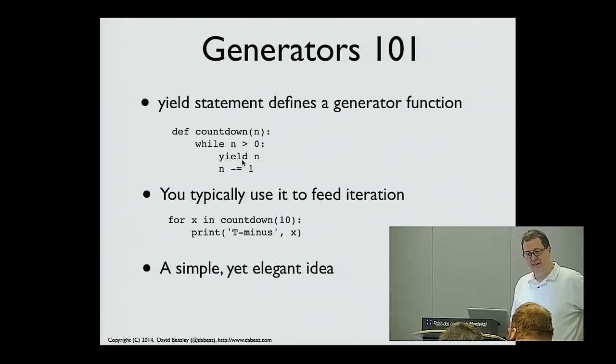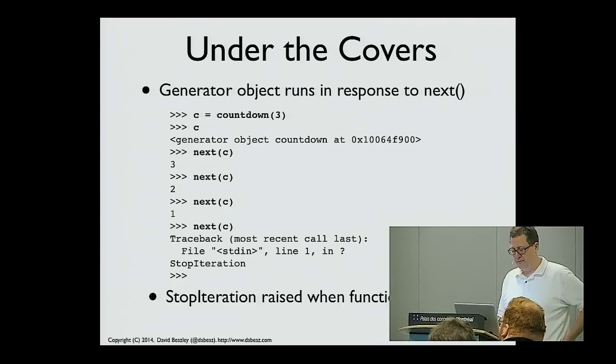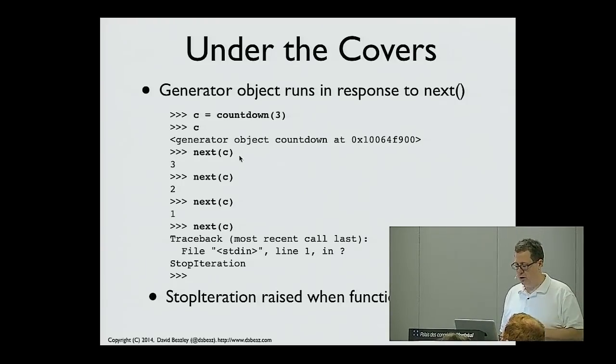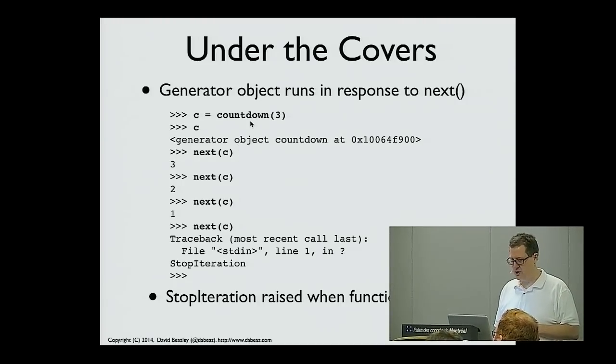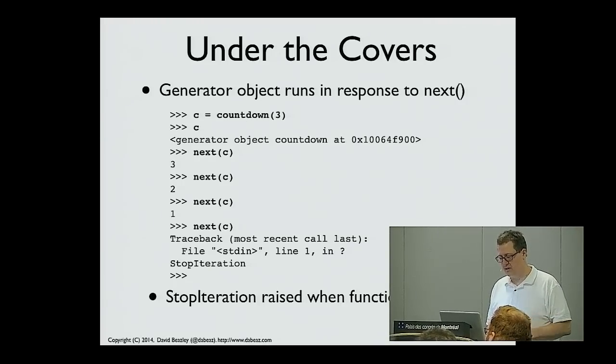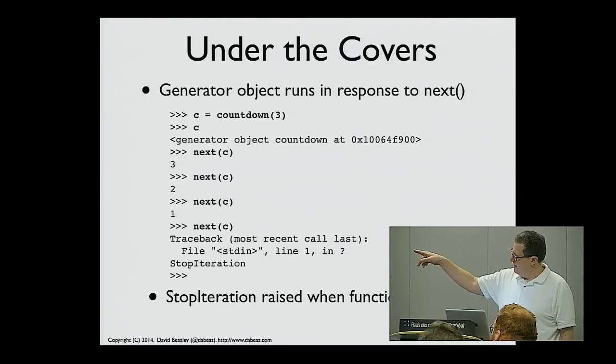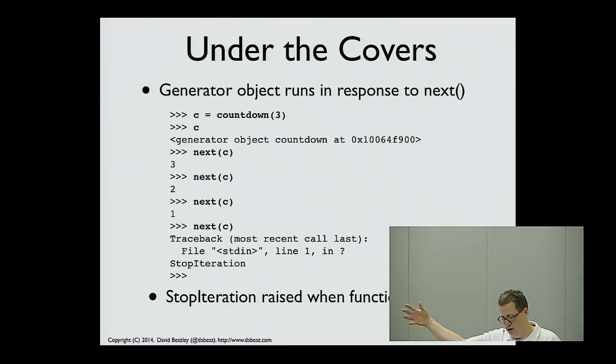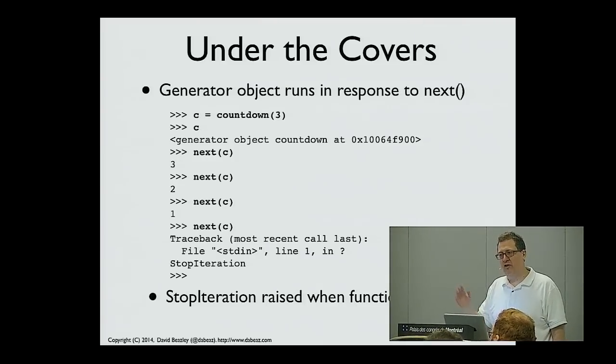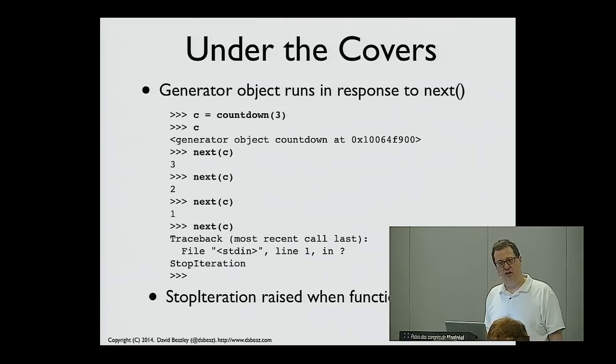So this is a fairly well-known idea. Underneath the covers, the way this works is if you create a countdown object, or you say countdown, it makes this generator object, and then to drive it, you basically call next on it a whole bunch of times, and then it goes on until it falls off the end, and then you get a StopIteration exception. So this is a fairly well-known concept. Generators have been around in Python since 2.3, maybe 2.4, something like that. They've been around a while.